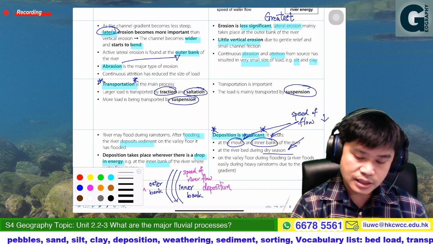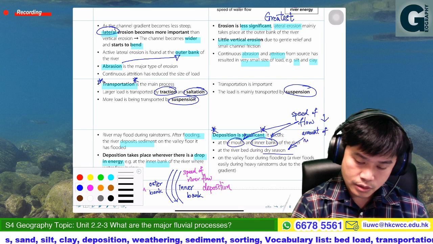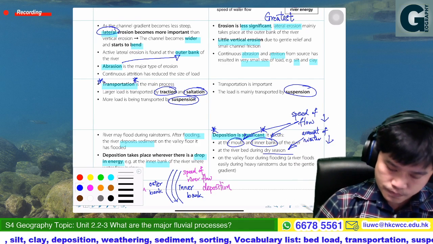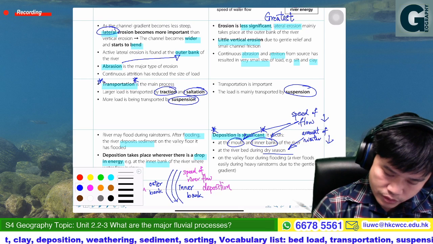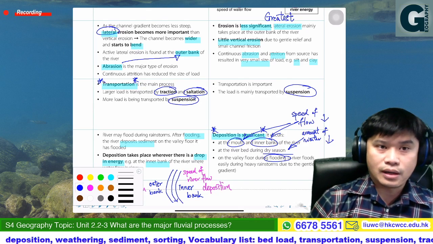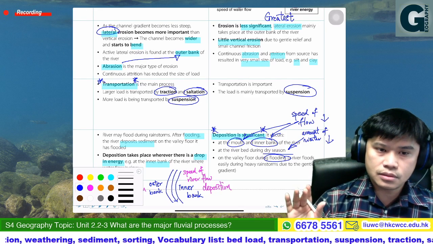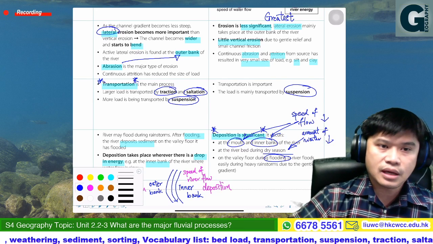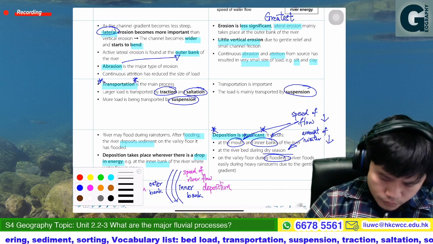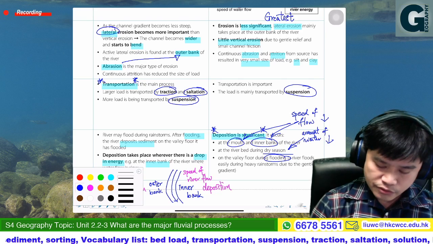Okay, it means that the amount of water is dropped. And then during flooding, again, that is the case of flooding. After flooding, after the water retreats, the sediment would also be deposited at the floodplain. So therefore, deposition. Okay, so that is the comparison between the three courses.